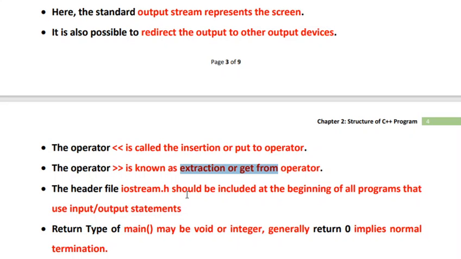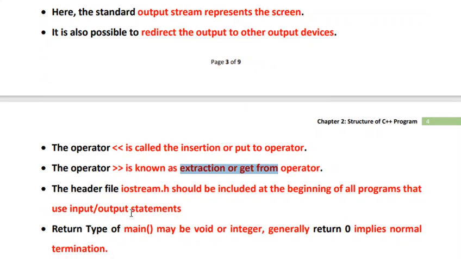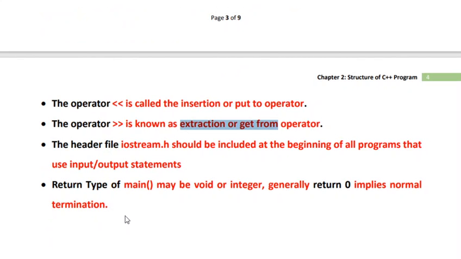So here, the left shift operator and the right shift operator are being overloaded to perform different operations, where left shift is used for insertion or put to, and right shift is used for extraction or get from operator, right? Okay. So the header file iostream.h should be included at the beginning of all programs that use input output statements, right? And the return type of main may be void or integer. Generally, return 0 implies normal termination. So this is what we have learned till now, right?